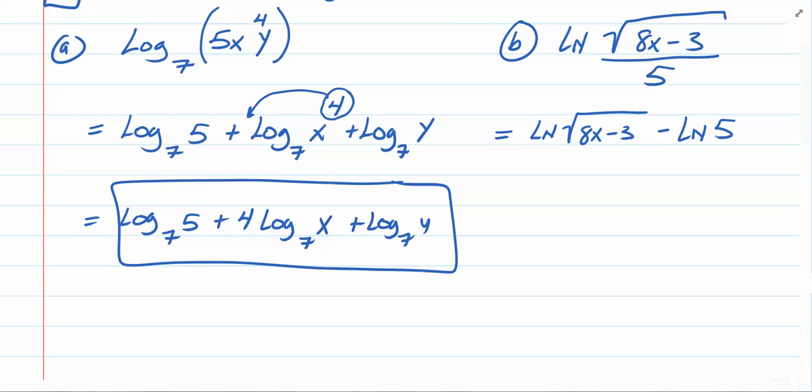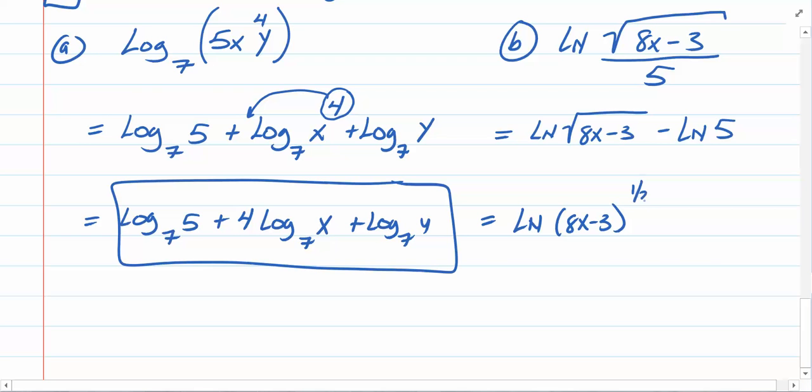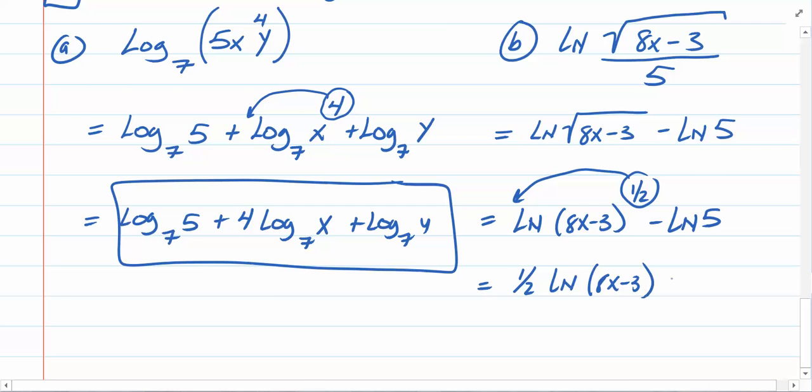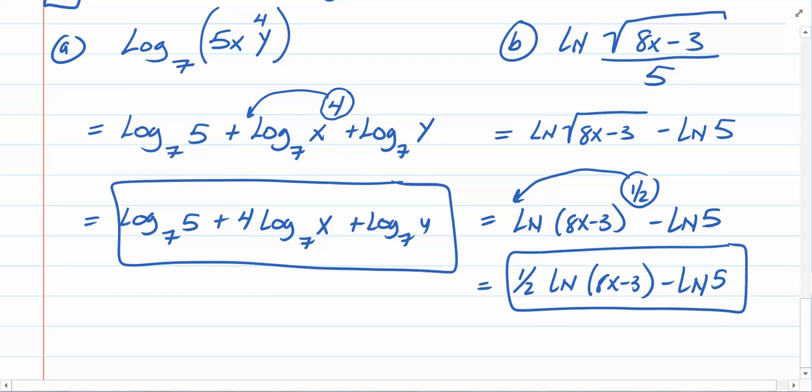Okay, there's something I need to do now with that square root. How do I rewrite that square root? You raise it to the 1/2. Nice job. So that's going to give me the natural log of 8x minus 3 to the 1/2 power minus the natural log of 5. Now, the power rule says I'm allowed to bring that down in front. So I'm getting 1/2 times the natural log of 8x minus 3 minus the natural log of 5. And that would be as far as I could take that one.